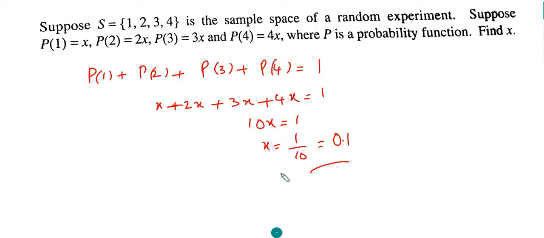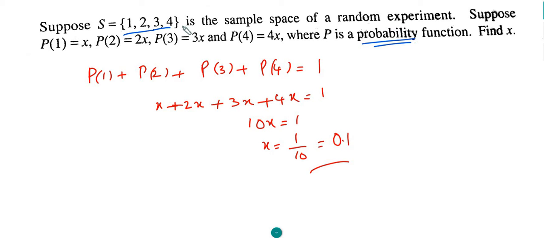Okay, friends, suppose S is a sample space containing 1, 2, 3, 4, and it is a random experiment. Suppose that the probability of 1 is x, the probability of 2 is 2x, the probability of 3 is 3x, and the probability of 4 is 4x. Where P is the probability function, find x. Now, here we have to observe that S is a sample space that contains 1, 2, 3, 4. Now, he says it's a probability function.